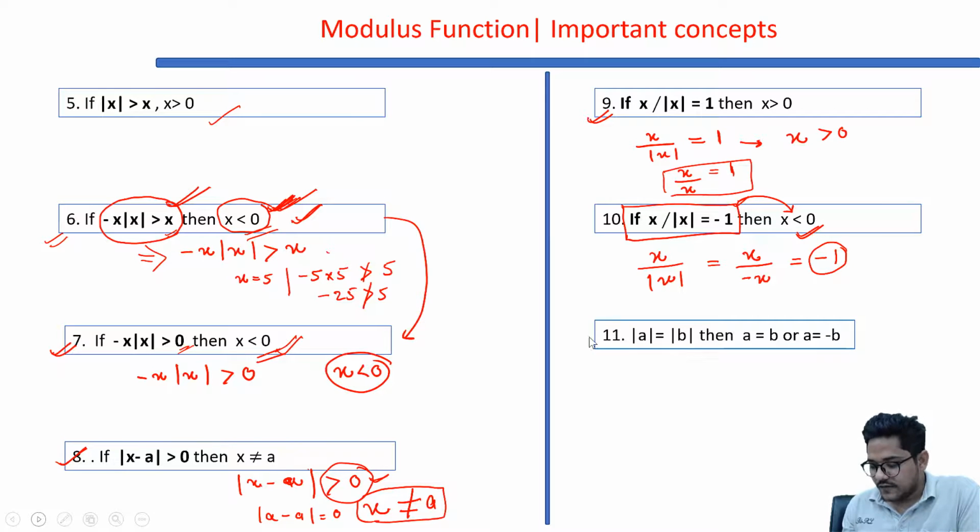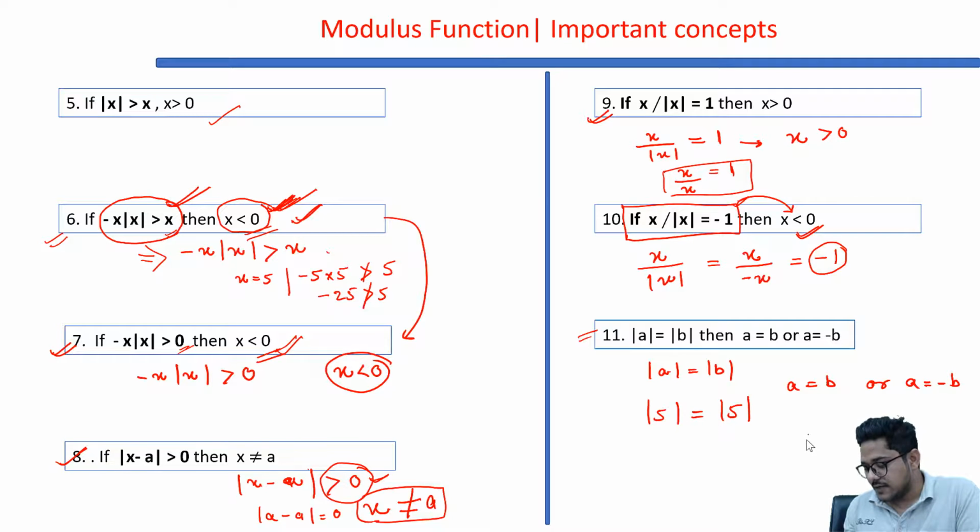Now another important and very obvious thing: if modulus of a equals modulus of b, there can be two cases. First, a equals b, or a equals minus of b. Let's check with an example. Modulus of 5 equals modulus of 5. Both will give the value of 5, then a equals b. Also, modulus of minus 5 is also equal to 5, or modulus of 5. In this case, a equals minus of b. So we need to be very careful when we are equating the modulus functions.